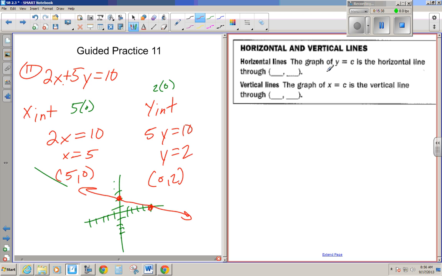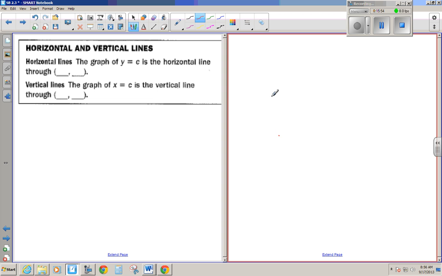Horizontal lines: the graph of y equals c is a horizontal line. Remember, when we talked in section 2 about slopes, horizontal lines... here's a graph. Here's a horizontal line. We did it for the axis, but a horizontal line, let's say it's like this, and there's a bunch of points on this line.